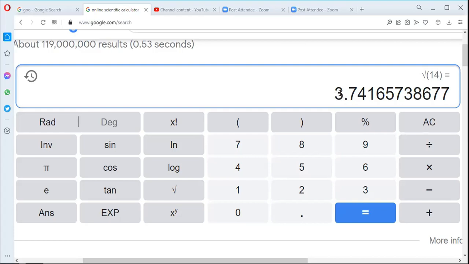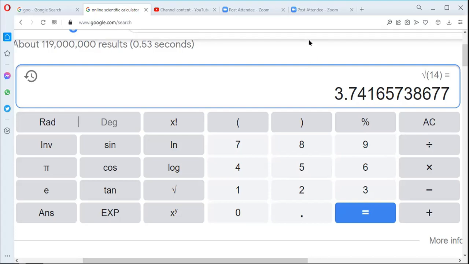So we consider 3.74. The rest we leave. So we will take the square root as 3.74. But in case the third number here is, let's say, 5 or 6 or 7 or 8 or 9, this number can make this 4 become 5. But if this number is like 0, 1, 2, 3, 4, it cannot change this 4. It remains like that. So we will take 3.74. 3.74 will be our square root.